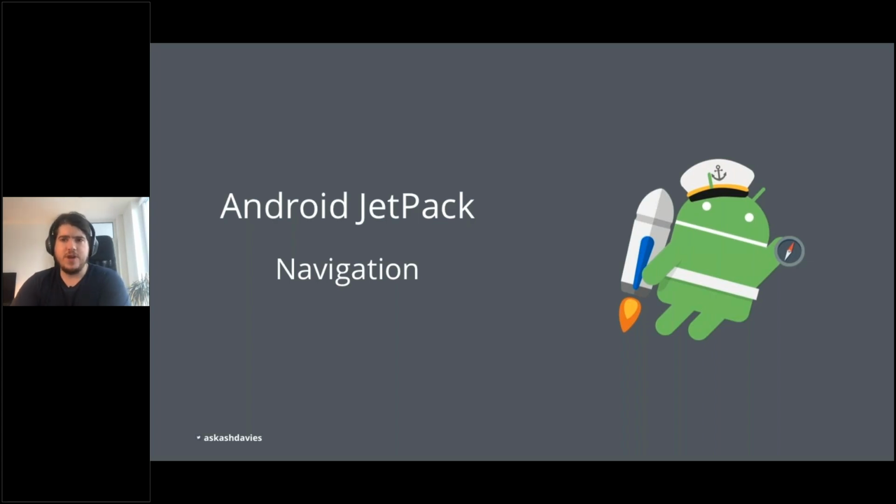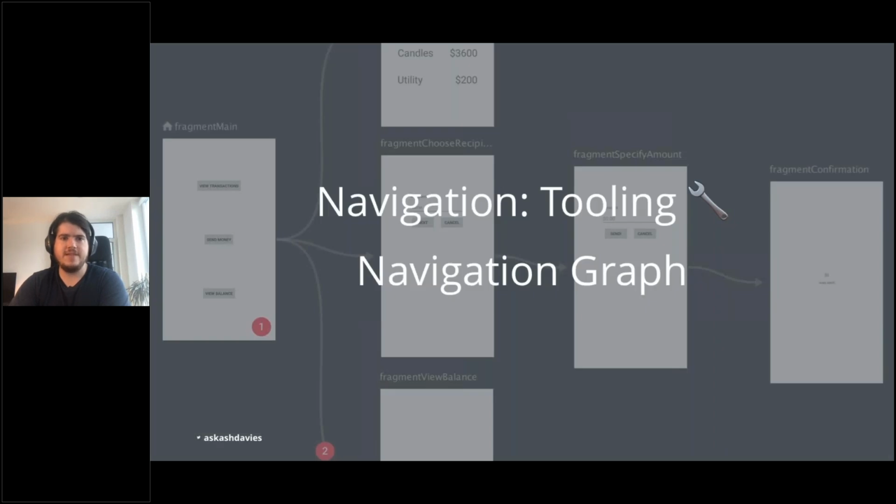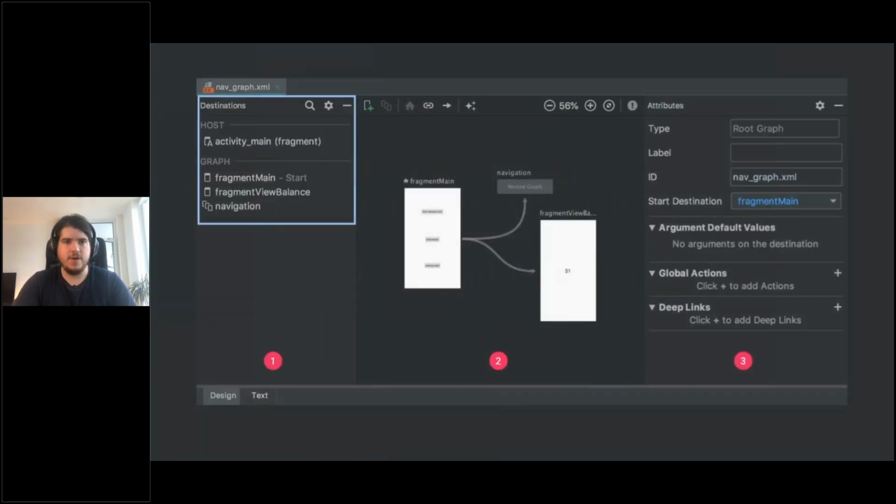So as mentioned, it's built from 3 components. This is the tooling. So Android Studio 3.3 introduces the navigation editor. We are actually, in fact, on Android Studio 4.0. So we've been using this for some time now, but it includes a graphical editor to build your application navigation graph. And it's comprised of a few different components.